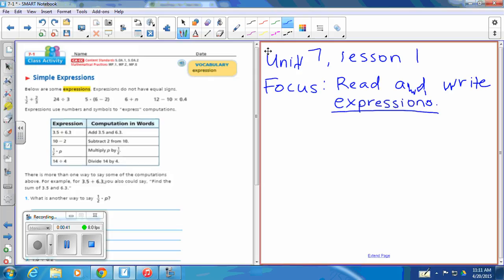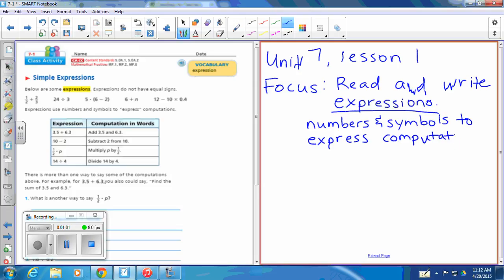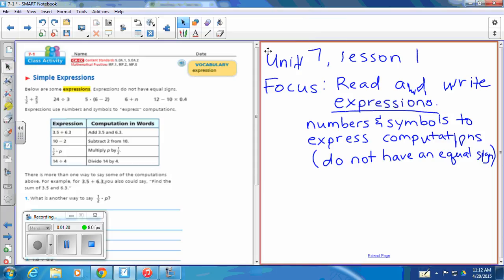Okay, so the definition of an expression is numbers and symbols to express computations. So remember, computations are addition, subtraction, multiplication, division. Which means these do not have an equal sign. Okay, so it's going to include a number, operation, variable, but it will not have an equal sign.